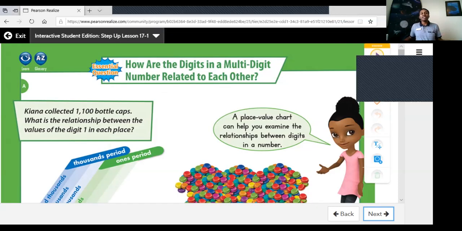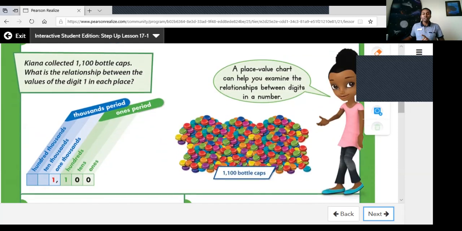Now this page allows us to unravel the essential question: how are the digits in a multi-digit number related to each other? Okay, so we're going to take a look at a Kiana example, and she's going to tell us exactly what we need to be looking for today. Part A says Kiana collected 1,100 bottle caps. What is the relationship between the values of the digit 1 in each place? She says a place value chart, which is what I introduced to you and I'm going to post on the Edmodo page, can help you examine the relationships between digits in a number.